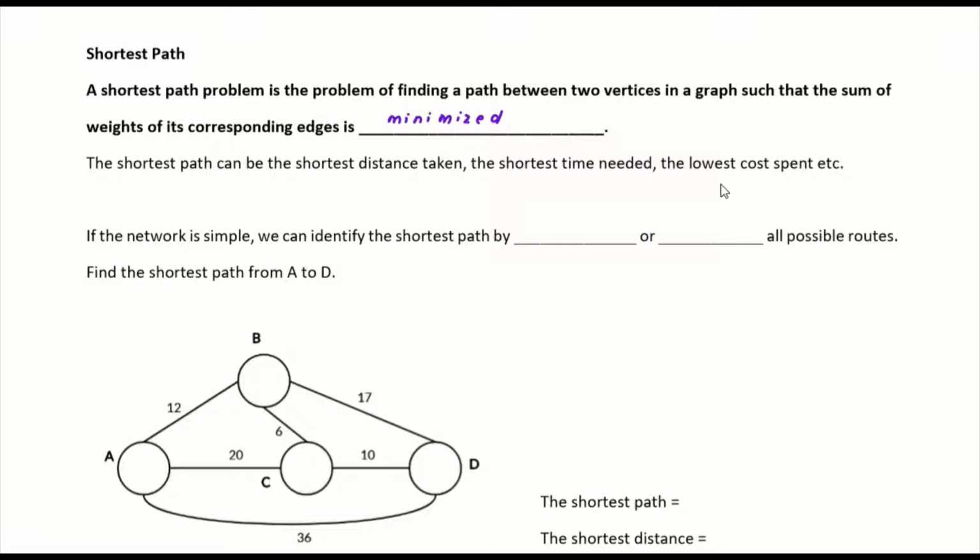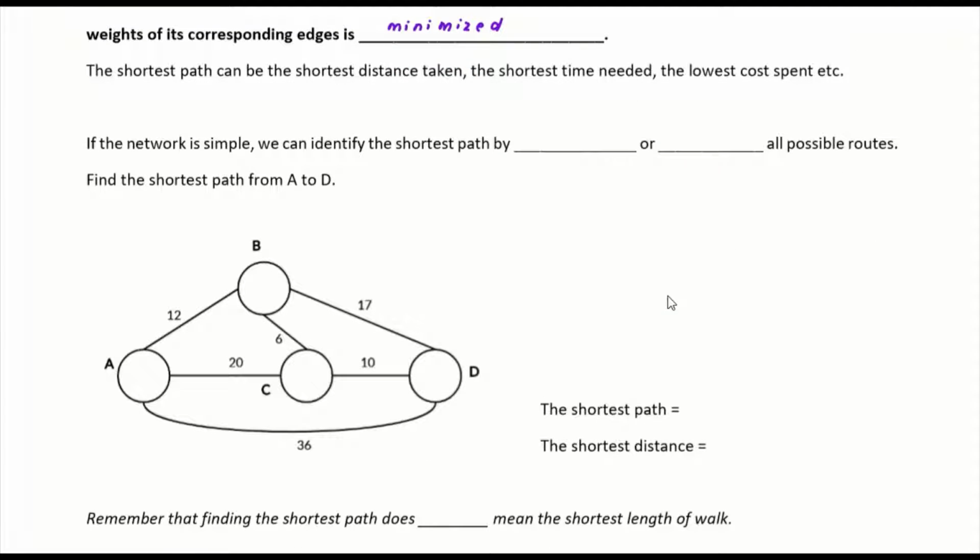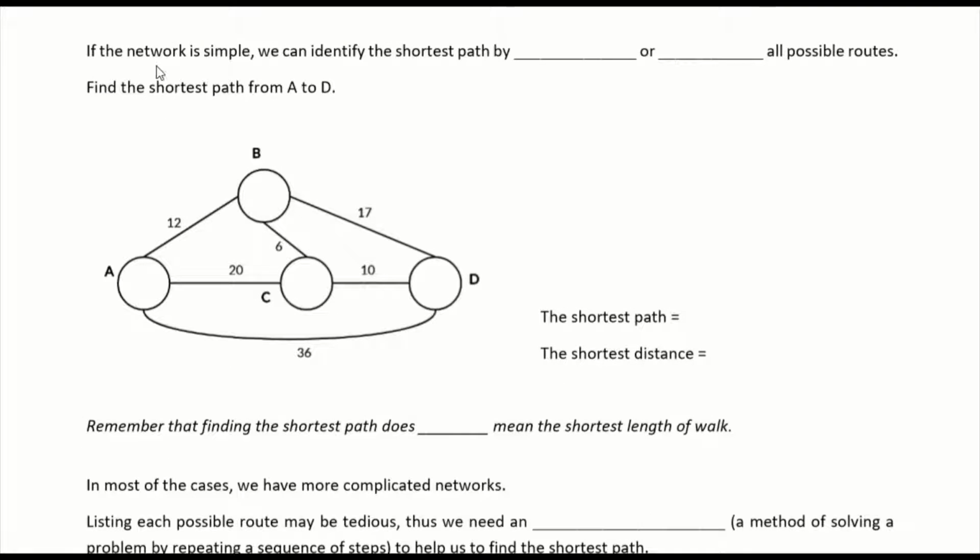There are three ways that we can try to identify the shortest path of a problem. How can we do that? If you are given a very simple network, like this, we can identify the shortest path by inspection. Inspection means observation: you look at the network given, use some mental calculation, and you should be able to get it. The other way is to list out all the possible routes, and then find out which one is the shortest path.